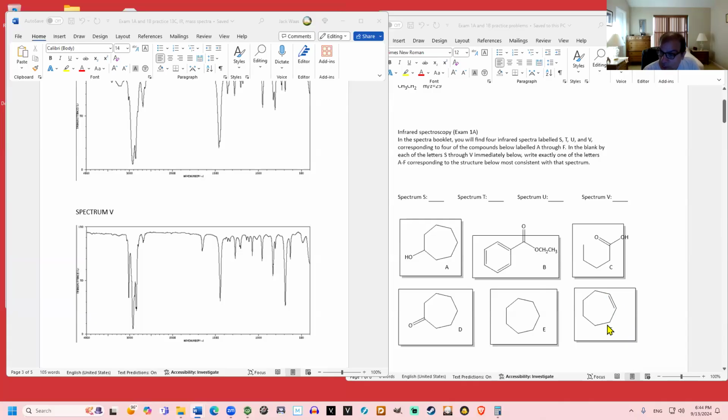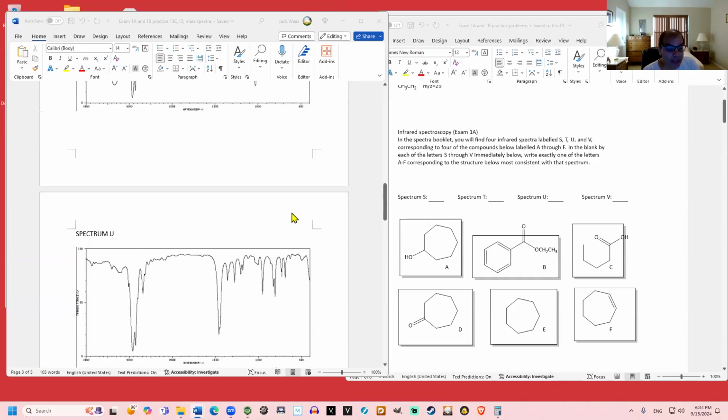And that makes sense. We've got an alkene in F. So that's going to give rise to sp2 CH bonds, and we can see their stretches at just above 3,000 wave numbers. So that's how you go about a problem like this. You do it partly by process of elimination.